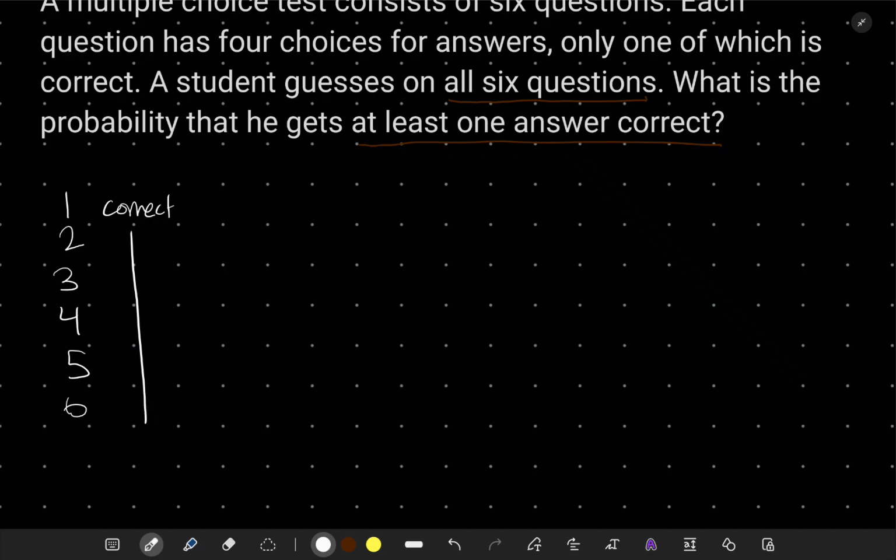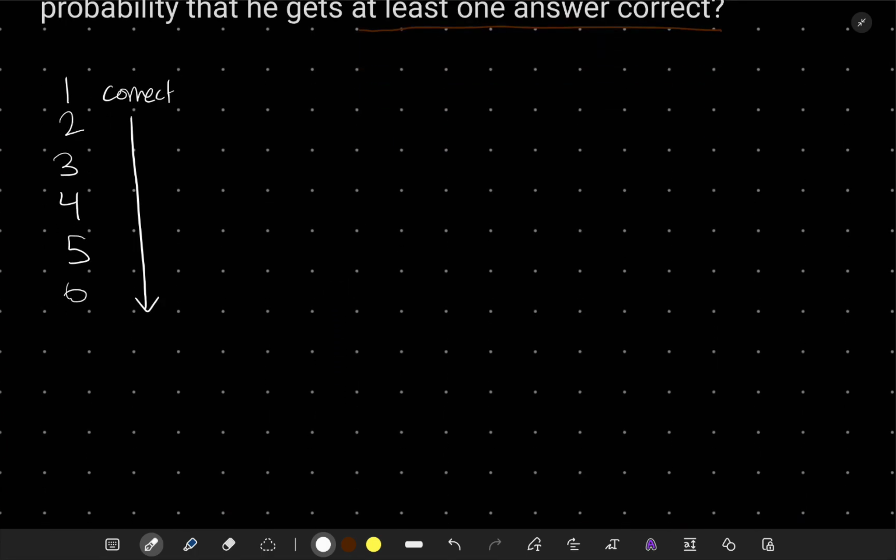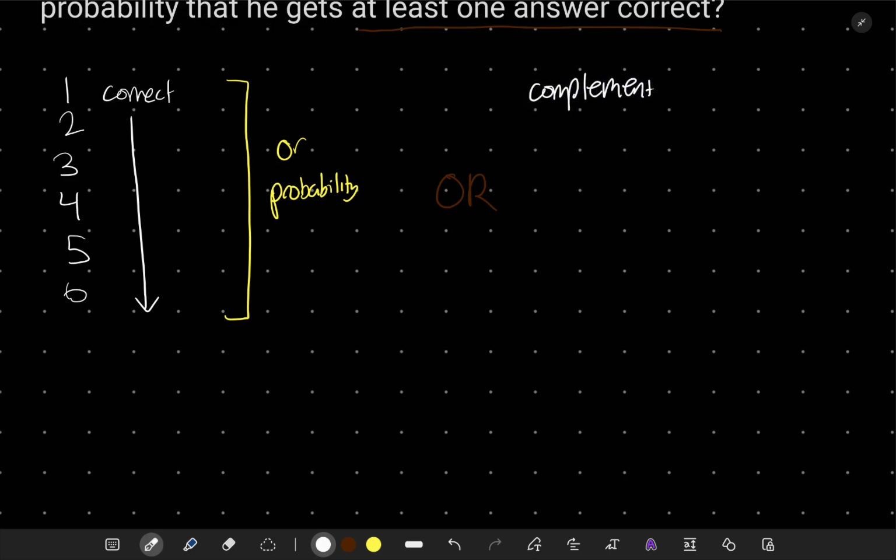So basically, instead of finding the probability of them getting 1 correct, then 2 correct, then 3 correct, 4 correct, 5 correct, and 6 correct, which would be an example of or probability, what I'm going to do instead is use the idea of complement. Complement basically means that I can do the opposite of what I'm asking for. I asked for 1 through 6, but what's the opposite of getting at least one answer correct? Well, the answer to that is none of them are correct.